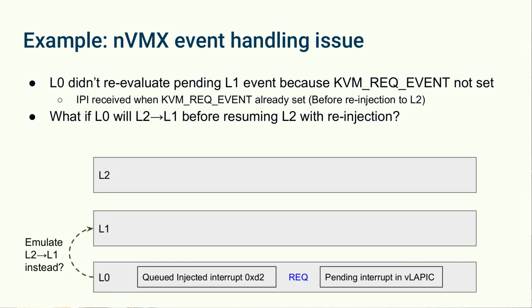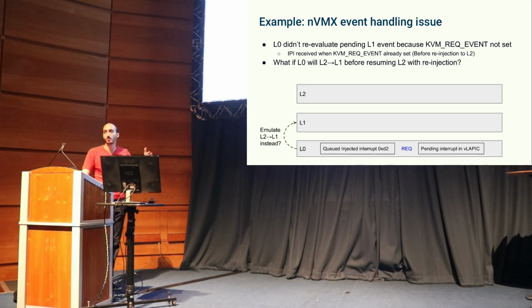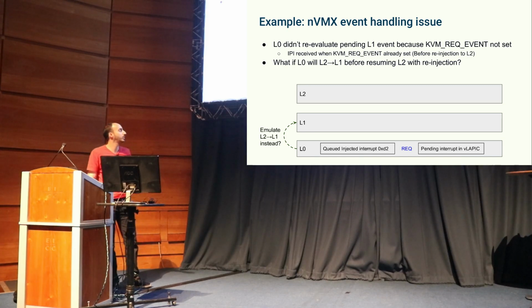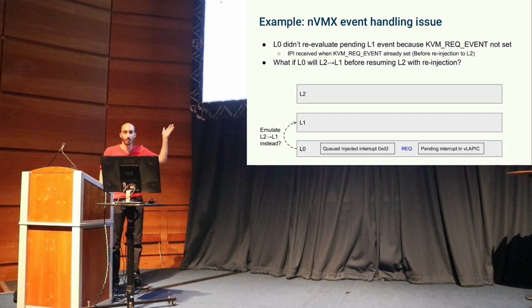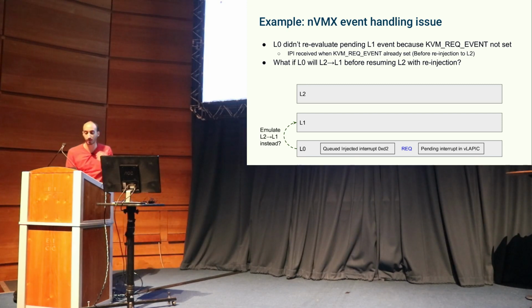So when we try to analyze and think about why exactly this happens, we understand, first of all, that KVM request event is not signaled at this point, and therefore the pending interrupt is not evaluated. But we may ask ourselves, at some point in time we were in this scenario where we have these two queued events. And what KVM decided to do is to take the queued injected event and re-inject it. But maybe we could have taken another decision. Maybe we could have taken this pending interrupt and evaluated it, and decided, because we have a pending interrupt, to exit from layer 2 to layer 1 on an external interrupt.